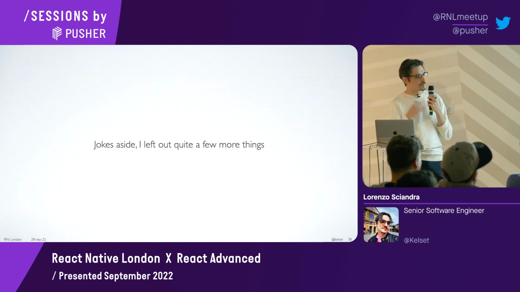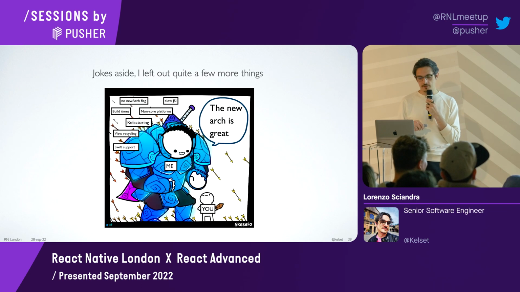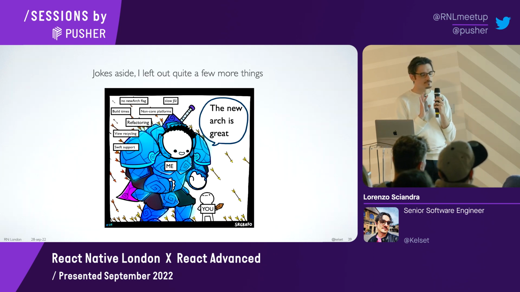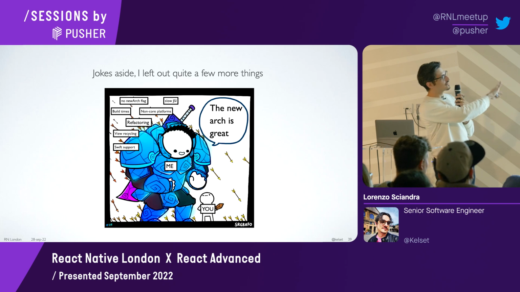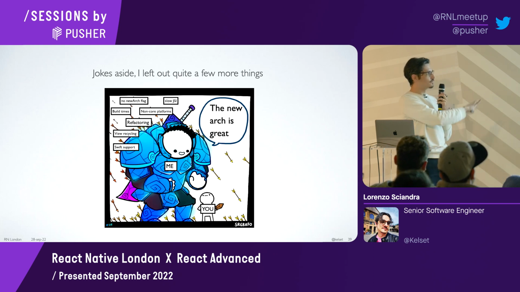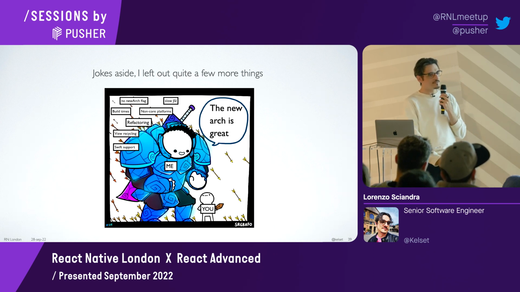Now, of course, I try to keep it light, I try to keep it funny, but in reality, there's so much more stuff that I wanted to talk about. That list of arrows is actually not truly all arrows. Some things are really cool and really nice, some less so. But basically, the new architecture is great.